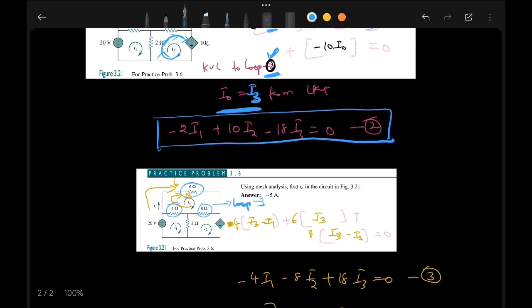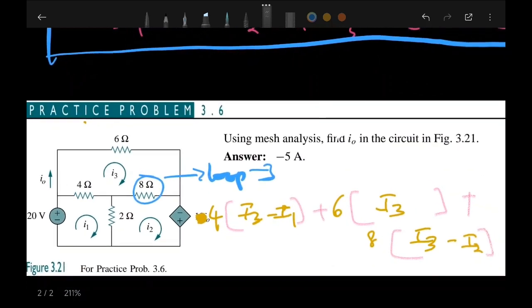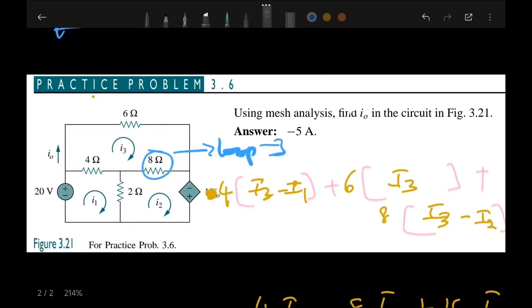Similarly, apply KVL for loop 3. This one is loop 3. In loop 3, there are 3 elements, so I'm going to put 3 brackets. Coming to the first bracket, the 4 ohm is shared by loop 3 and loop 1. But we are applying KVL to loop 3, so the third loop current I3 is assumed to be bigger than any other loop current. So 4 into I3 minus I1.